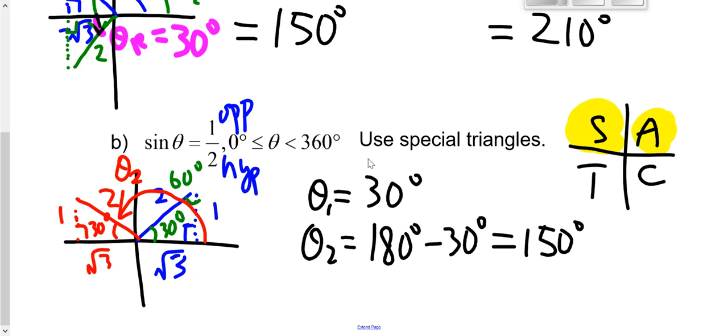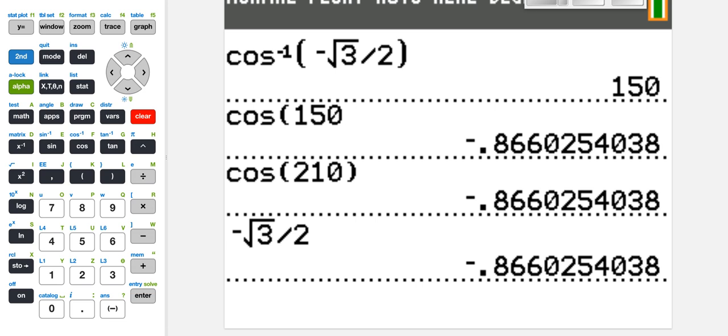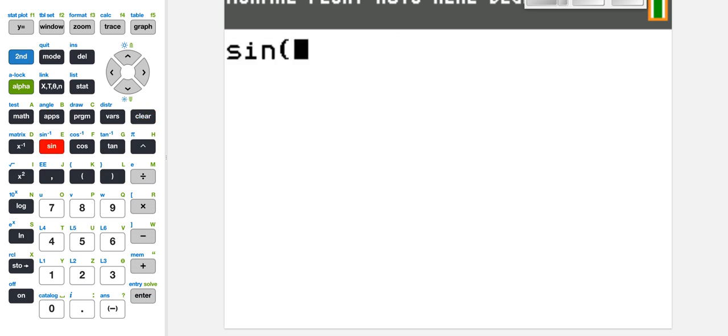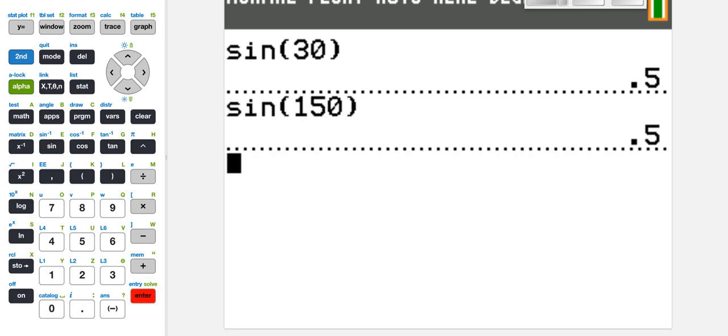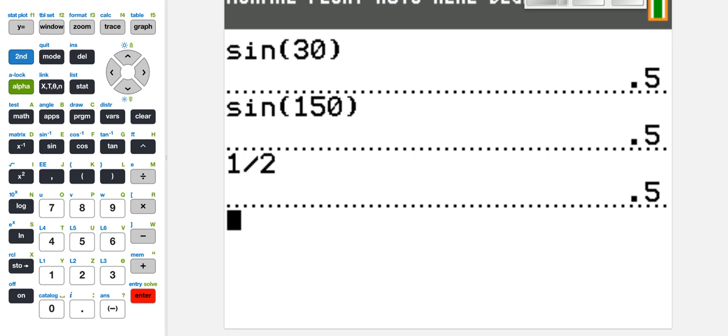And again, you can check that. If you do sine 30 and sine 150, they give you the same value, which is 1/2. So let's quickly do this. Sine 30 is 0.5, 1/2. Sine 150, same thing. And of course, 1/2 is the same as 0.5. So this is correct. All right.